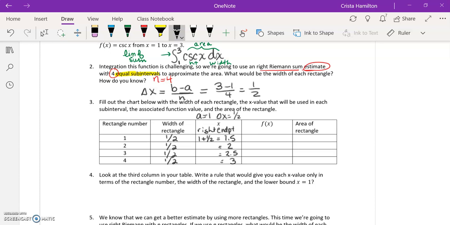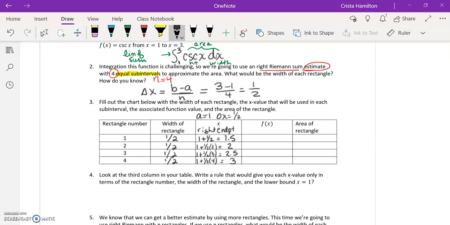That really to get all the way to 2, I did 1 plus 1/2 times 2 because I was on the second rectangle. And then I did 1 plus 1/2 times 3 to get to the third rectangle. And then 1 plus 1/2 times 4 to get to the fourth rectangle. And so that's kind of the idea that we're looking at, is to get this generic formula.